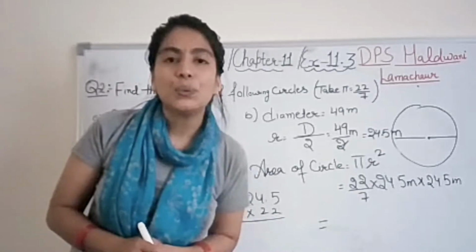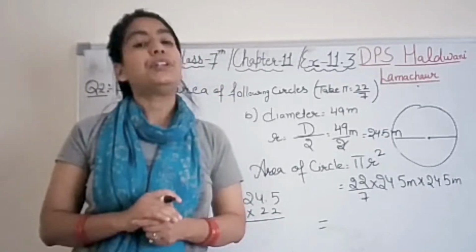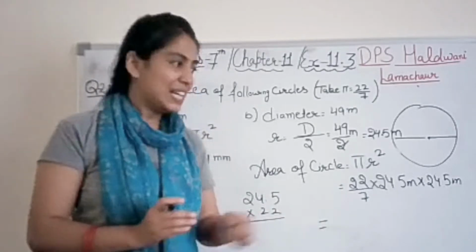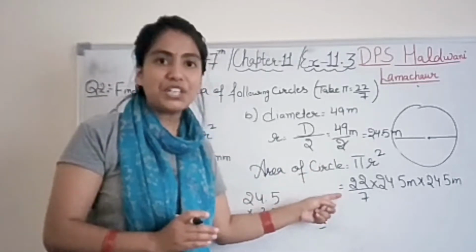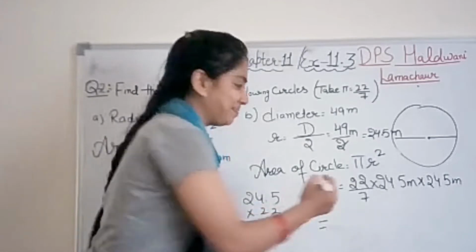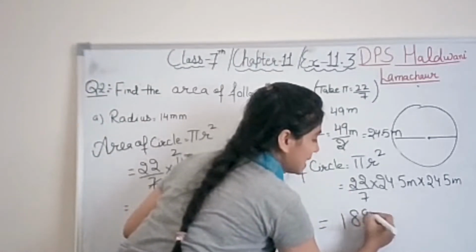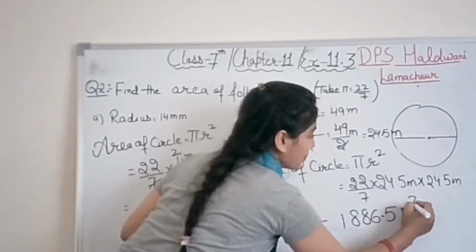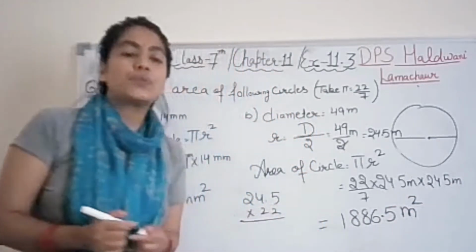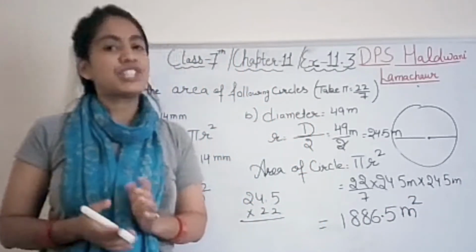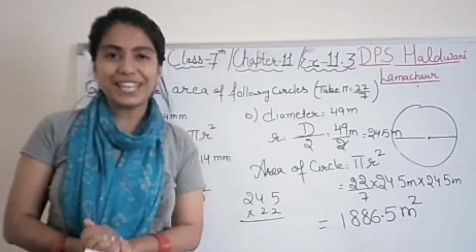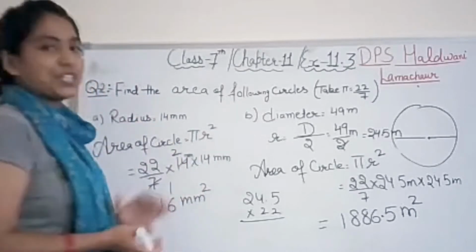It's a lengthy calculation, right student, but you will do it because the question requires it. So after solving this equation, we get the answer 1886.5, and m into m is meter square. Student, in this question we have just calculations only, so you have to do that. Okay. So this is all about our question number 2.